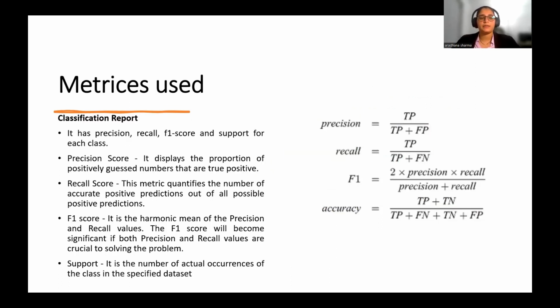Next metric used is the classification report. Classification report has precision score, recall score, F1 score, and support for each of the classes. Precision score is the proportion of positively guessed numbers that are actually true positives. Recall score is the number of accurate positive predictions out of all the possible positive predictions. F1 score is the mean of precision and recall values. Support is the number of actual occurrences of the class in the specified dataset.